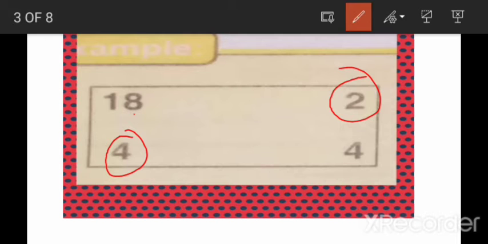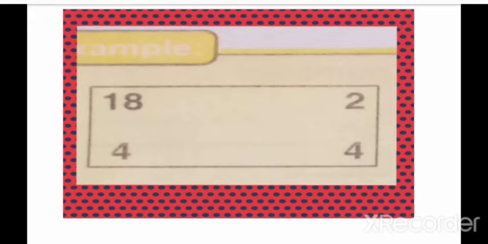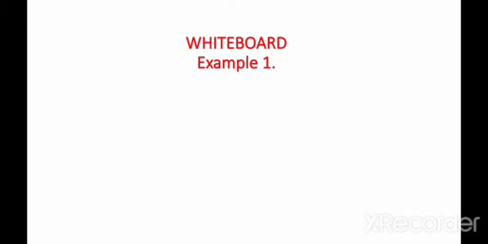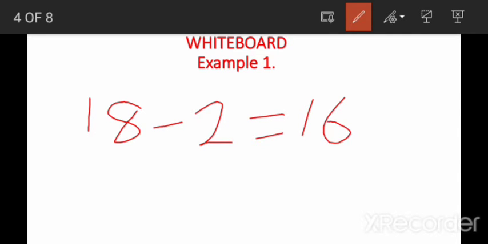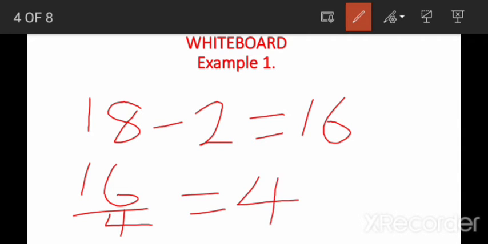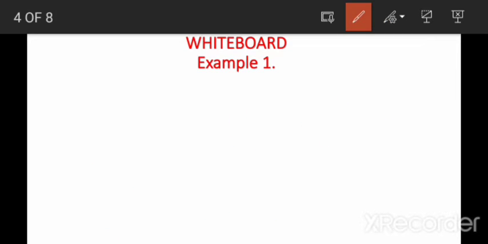Let's go to our board for explanation. We have it as 18 minus 2. 18 minus 2 is equal to 16. And 16 divided by 4 is equal to 4. That's how the 4 was gotten. And that is said to be used for any of the 4 which is at the base.